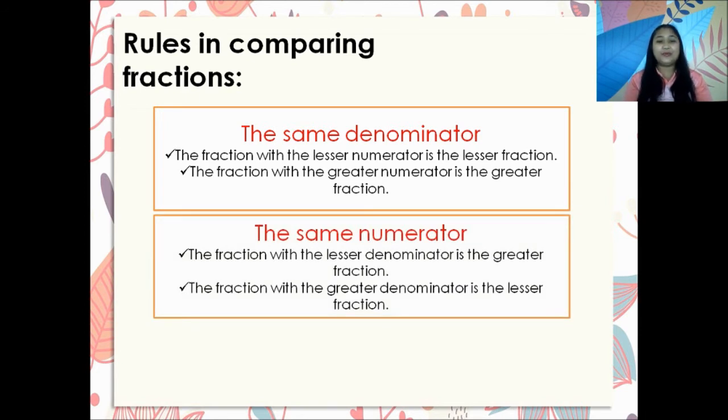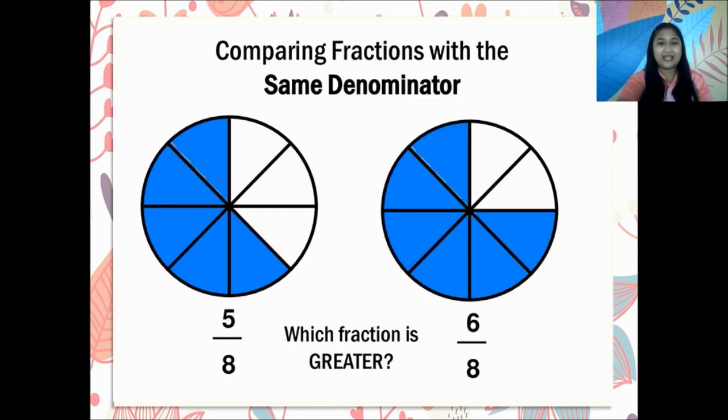So the fraction with the lesser denominator is the greater fraction, and the fraction with the greater denominator is the lesser fraction. So in this case, if you compare two fractions and you can see their numerators are the same, look at the denominator. If the denominator is lesser or smaller, it means that is the greater fraction. If the denominator is greater, that means that is the lesser fraction. Alright? So let's have an example.